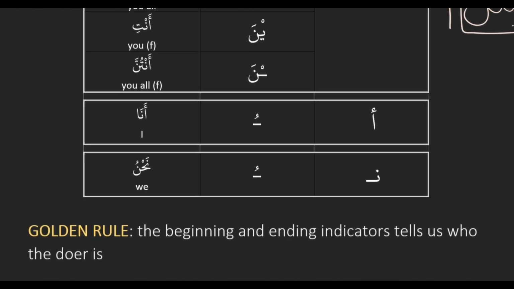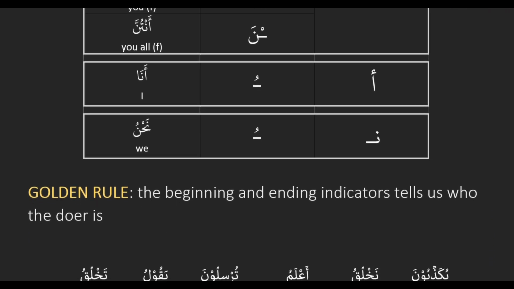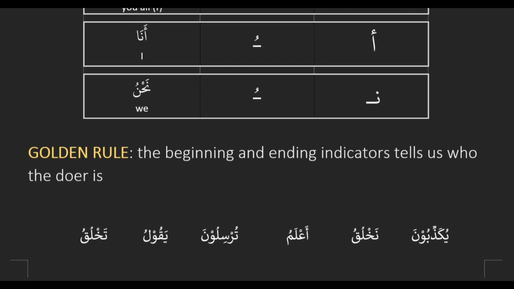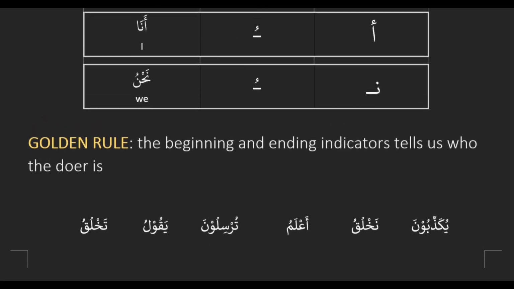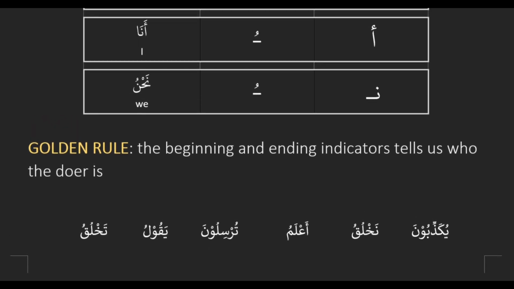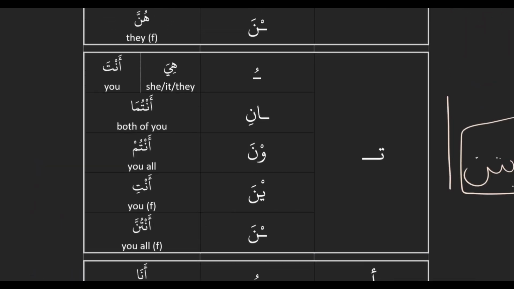Okay, are we clear on this concept? The beginning and the ending indicator tells us who the doer is. Yeah, I have a question about not the chart, but the little second summary.